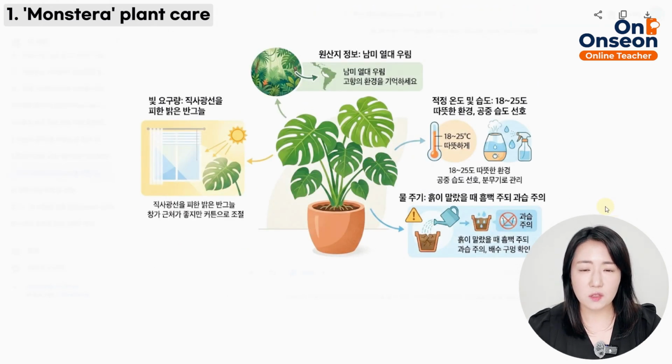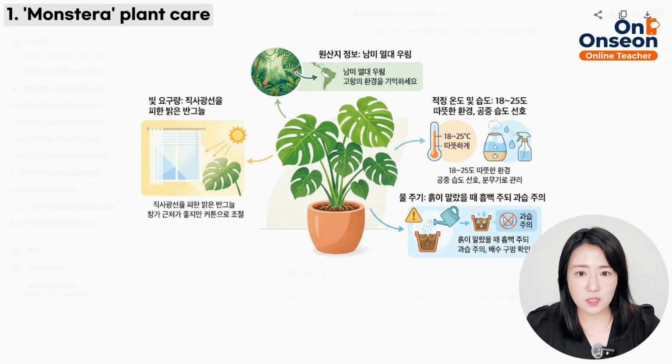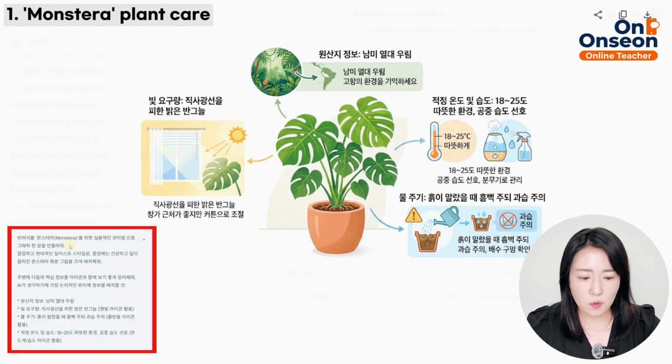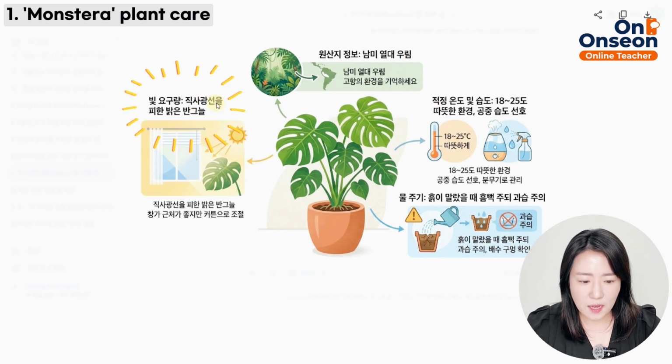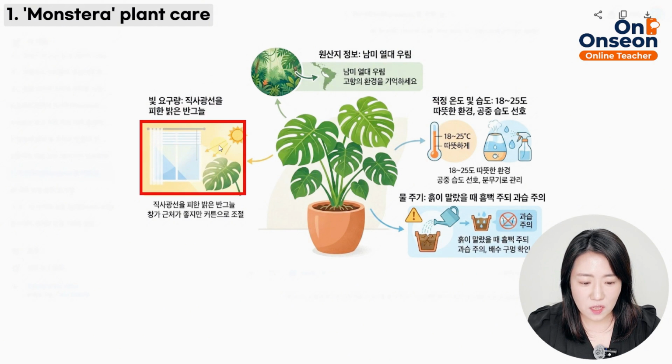Ta-da! I only entered the prompt once and it generated an image filled with such amazing information. I didn't provide any other images. I just entered the prompt, that's all. So as you can see, it says the plant's origin is the South American tropical rainforest, and then there's information about light. It even includes an image saying it's a bright semi-shaded area that avoids direct sunlight.